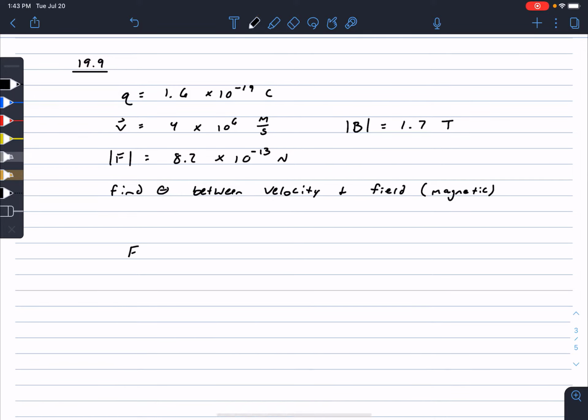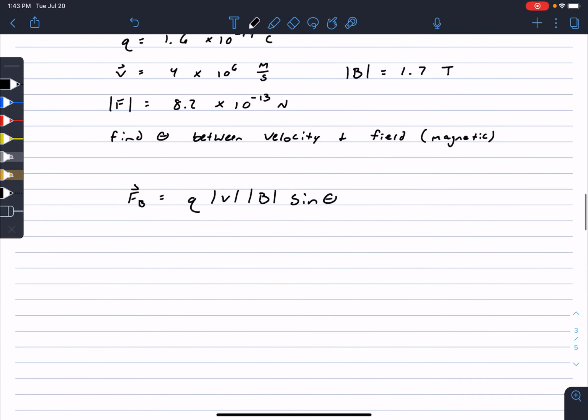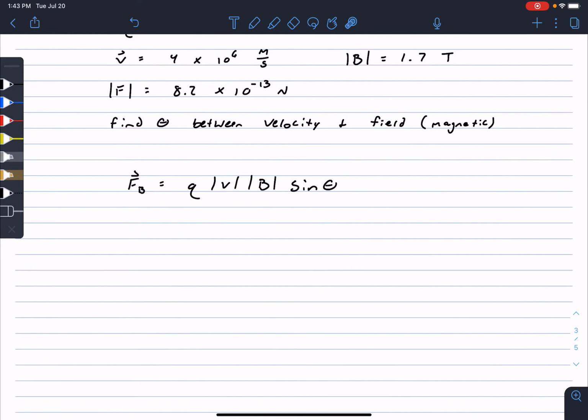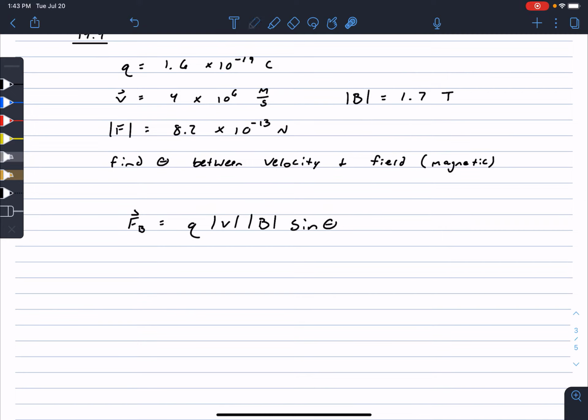So we have a formula that we can use. That formula is charge times velocity times magnetic field, both of magnitudes, sine of the angle. So all we're doing is a little bit of algebra to solve for the angle. It's pretty straightforward. I had to add this because this is a vector. So we're told all of the information, right?